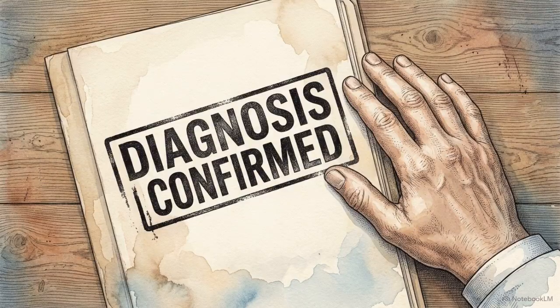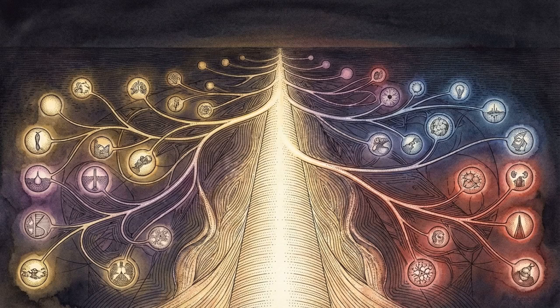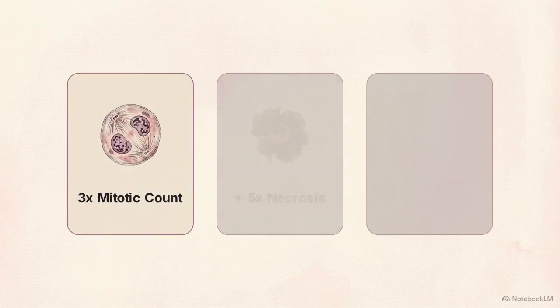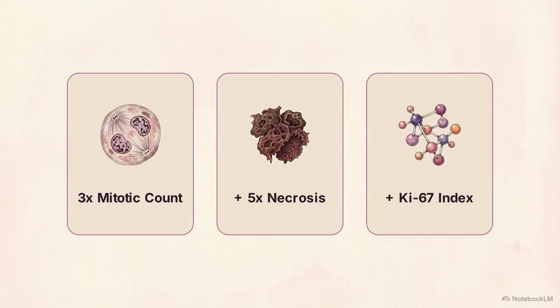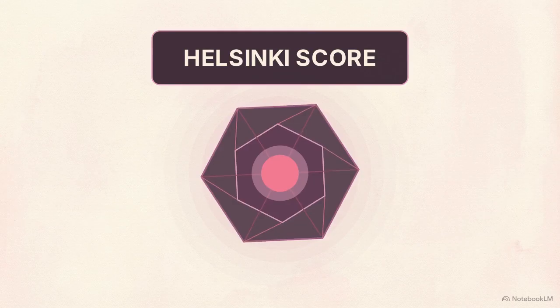Once the initial diagnosis is secure, the clinical priority shifts. The next phase requires accurately predicting the patient's overall survival timeline and the tumor's metastatic potential. To accomplish this, pathologists use the Helsinki Score. This formula strips away subjective variables by combining 3 precise metrics: 3 times the mitotic count, plus 5 times the necrosis score, plus the absolute value of the Ki67 index, a specialized protein marker that measures cell proliferation.